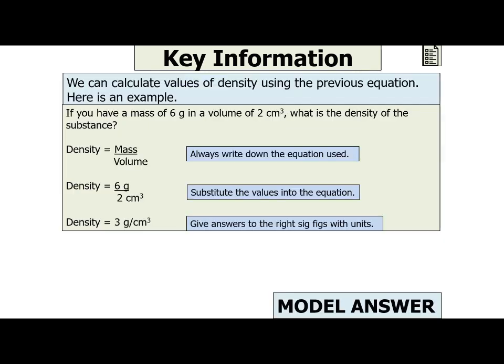So if we've got a mass of 6 grams in a volume of 2 centimeter cubed, what is the density of the substance? So the density is the mass divided by the volume.